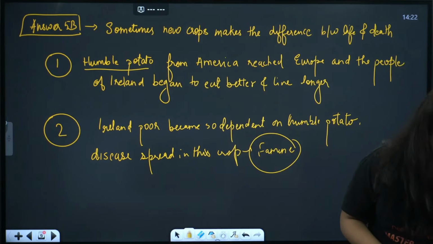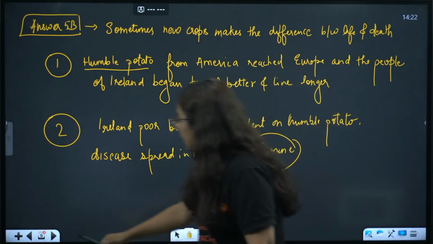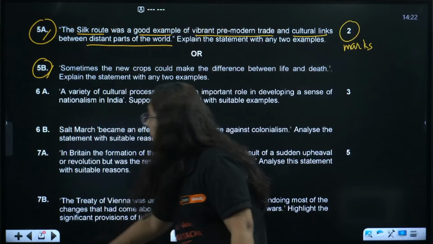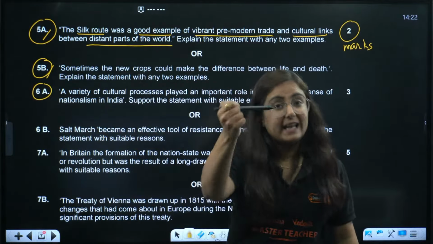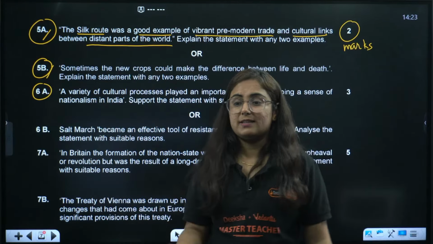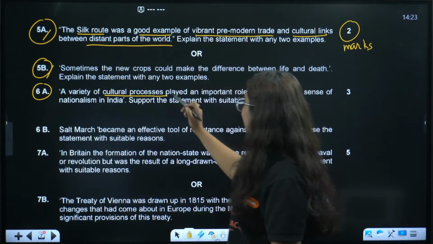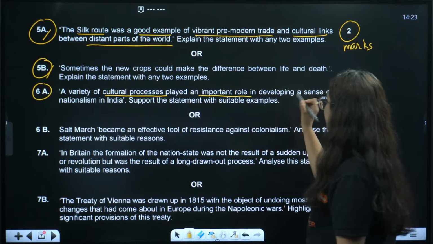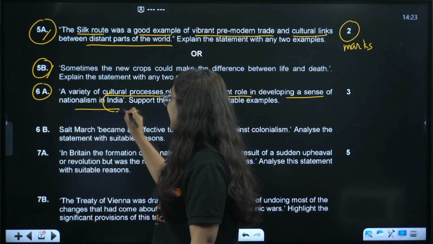Okay, so we are done with one question that stands for 2 marks. Next question, we will read it. Next question is 6th A. Now, if there is A and B, that means internal choices are available. Okay, 6th A: a variety of cultural processes played an important role in developing a sense of nationalism in India.